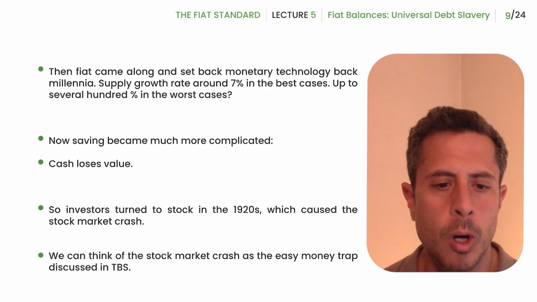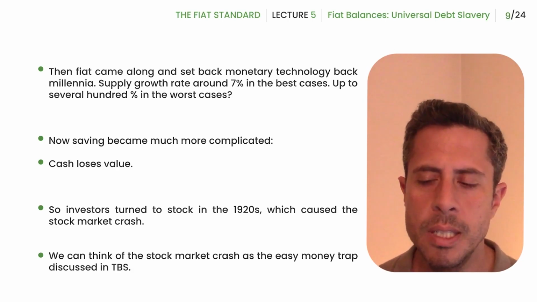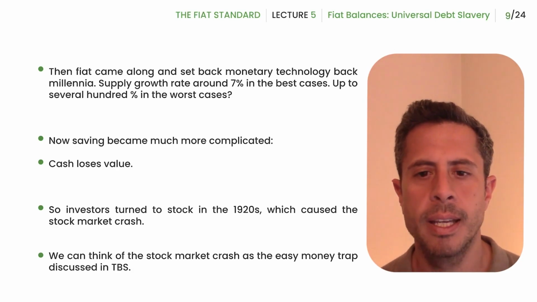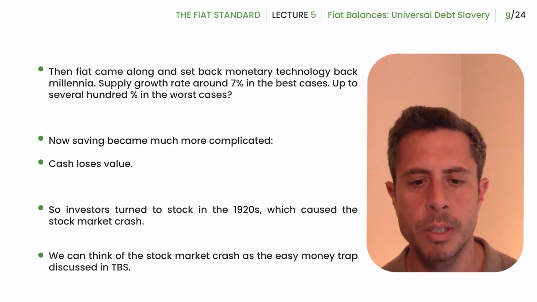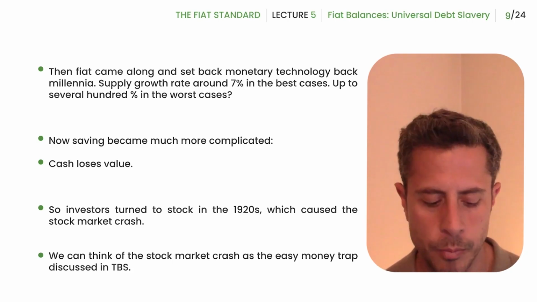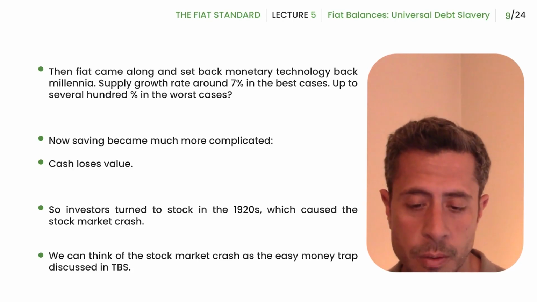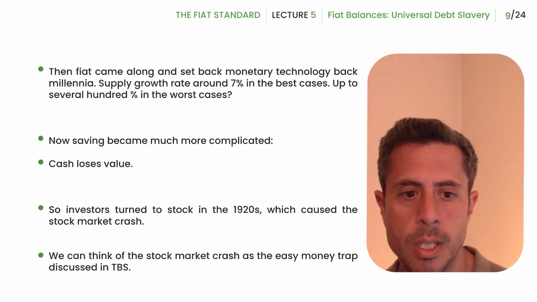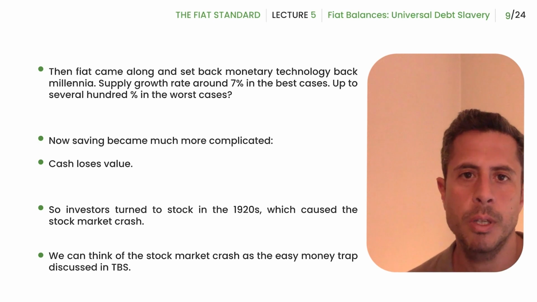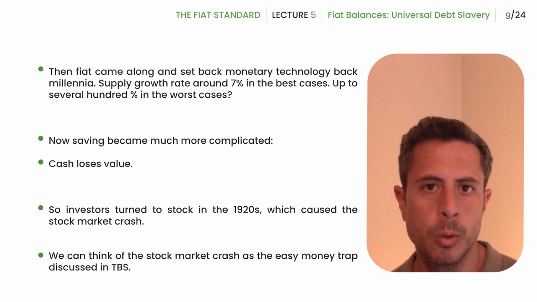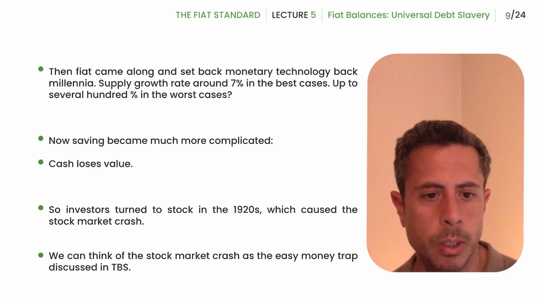Saving became much more complicated. So let's think about how saving has developed under the fiat monetary system because of this way that the system works in which it encourages debt, and because of the inflation that destroys the value of the currency. So first of all, if you try to save in cash, obviously the cash is going to lose its value. So that's not going to work.